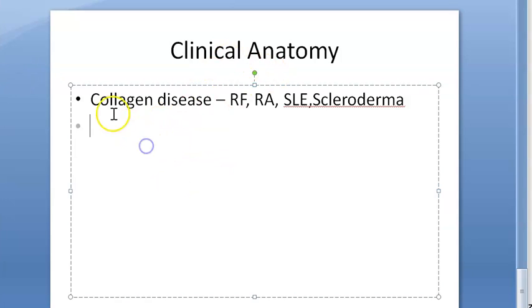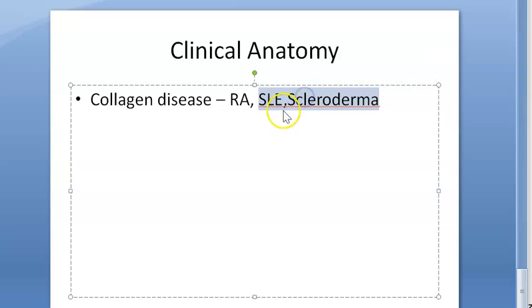Guys, clinical anatomy, look at this. Collagen diseases you can have. Some people can have collagen diseases. They are actually adding, I would say, go with this one. Rheumatoid arthritis, lupus, systemic lupus erythematosus, disseminated lupus erythematosus, scleroderma. Then you should know about Dupuytren's contracture, where you have the contracture of the palmar aponeurosis.